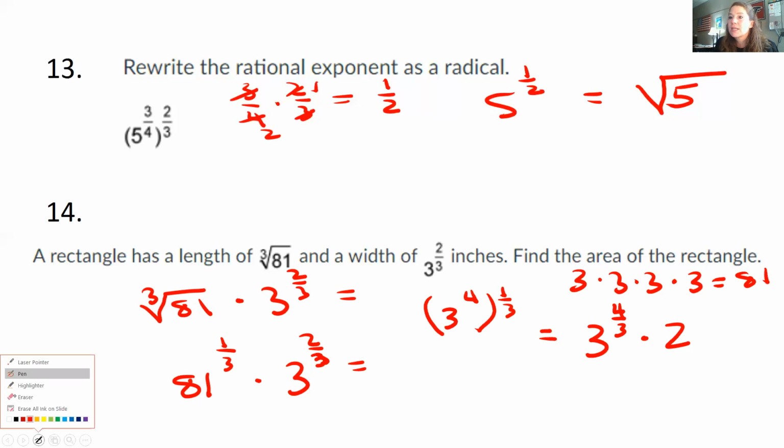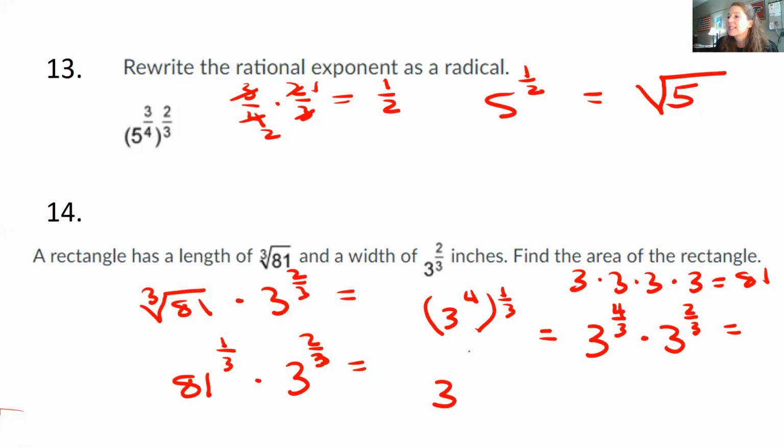Hold on, we're almost done, everybody. We're almost done. Well, there we go. Now I'm ready to simplify. Now what can I do with those exponents? I'm going to add them. So 4, 5, 6. So I have 3 to the 6/3. Well, what is 6 thirds? It's 2. So basically my answer is 3 squared. What is 3 squared? 9. So the answer is 9 squared units, 9 inches squared. Okay, that would be the area of my rectangle.